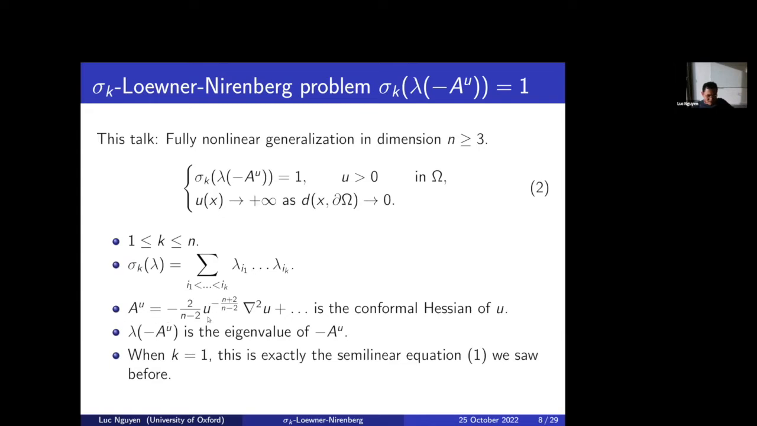All I want you to keep in mind is that the leading order term is the Hessian of u modified by some power of u that is critical with respect to scaling, and the rest are lower order terms. The precise lower order terms are important in my work, but for the sake of the talk, we don't need to care too much about them. It has the property that when k is exactly equal to 1, sigma 1 of lambda is just the sum lambda 1 to lambda n. Then equation 2 above is exactly the equation considered by Loewner-Nirenberg.